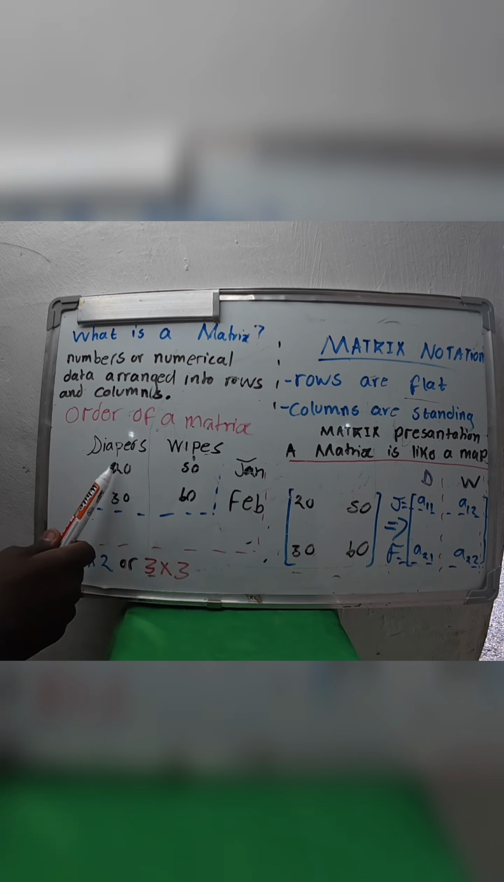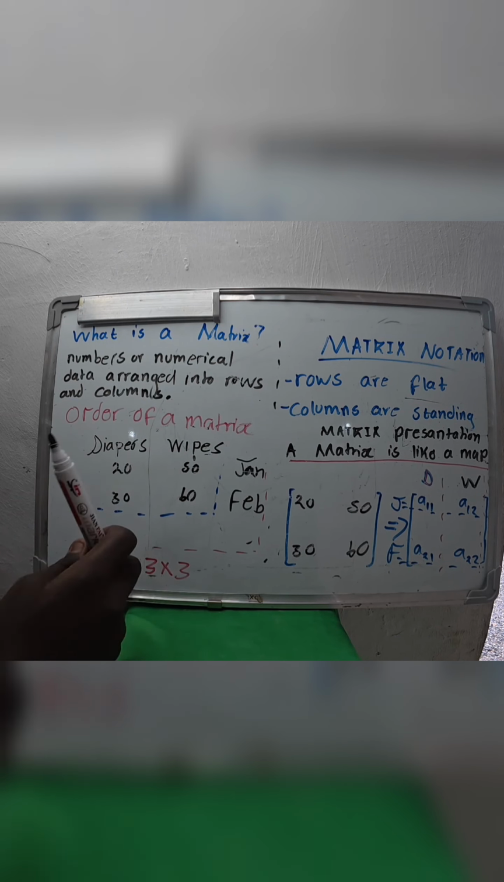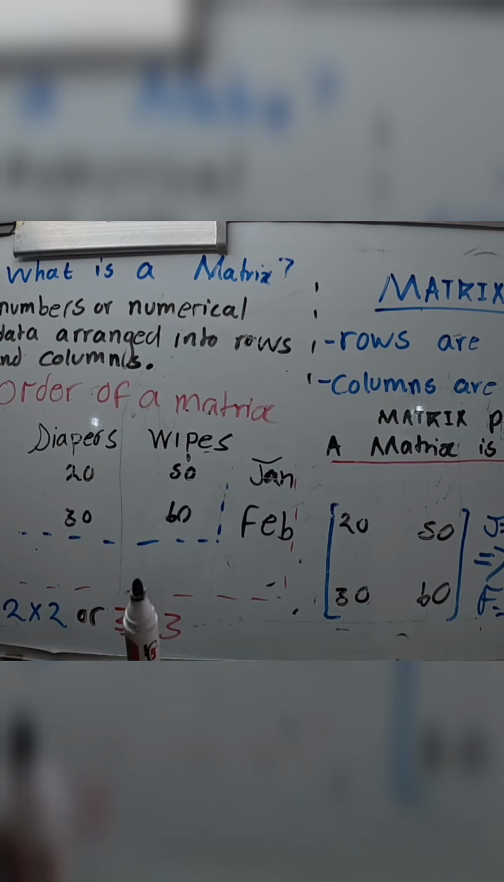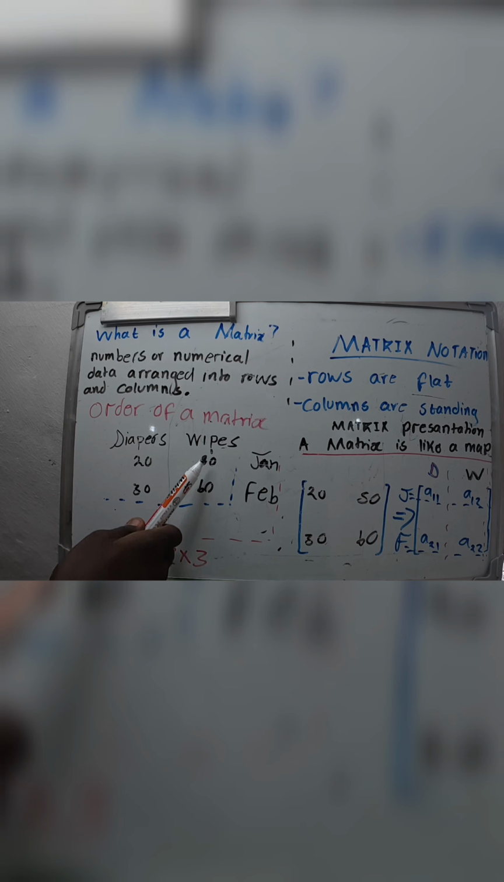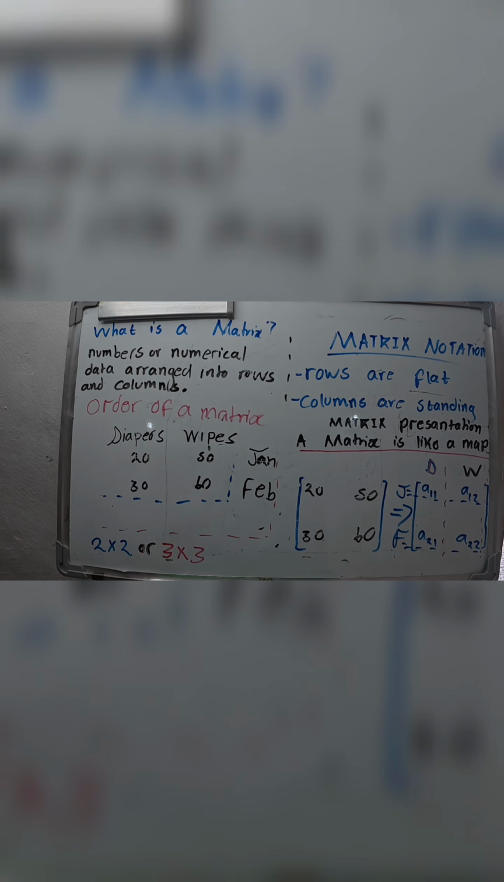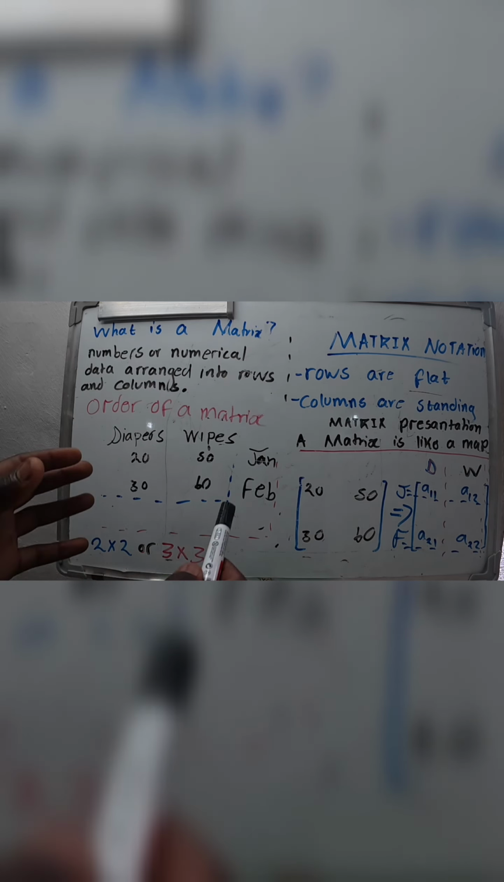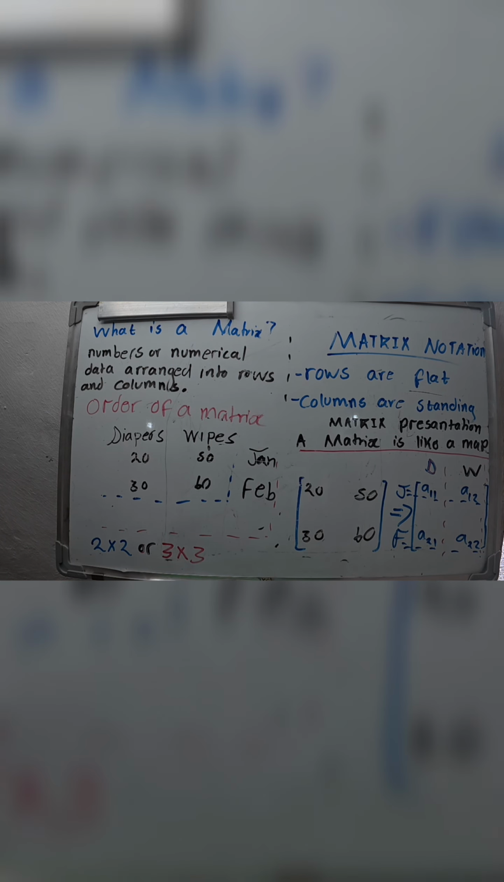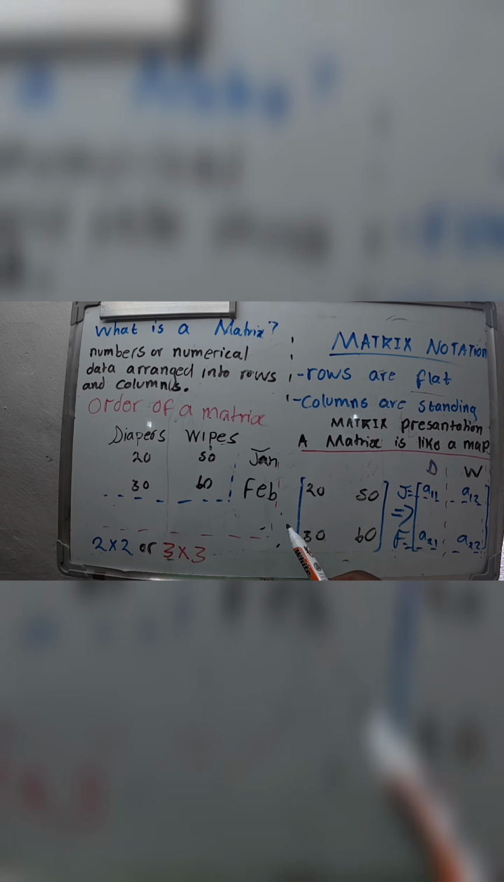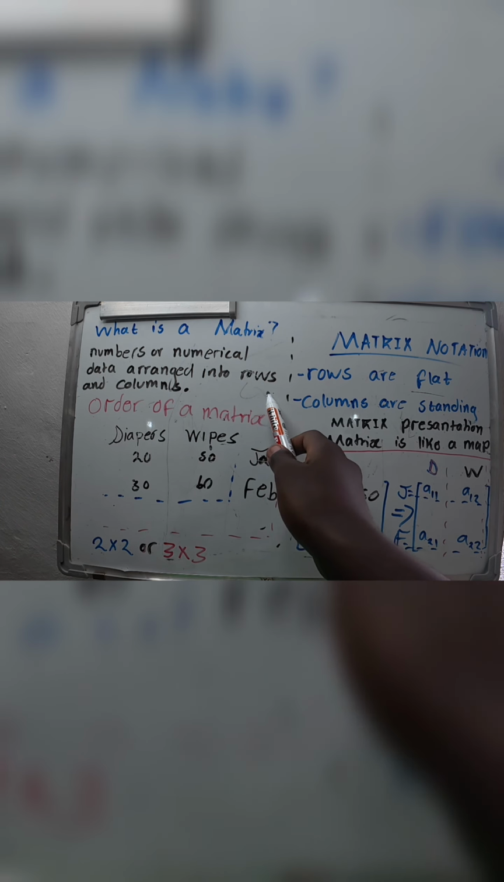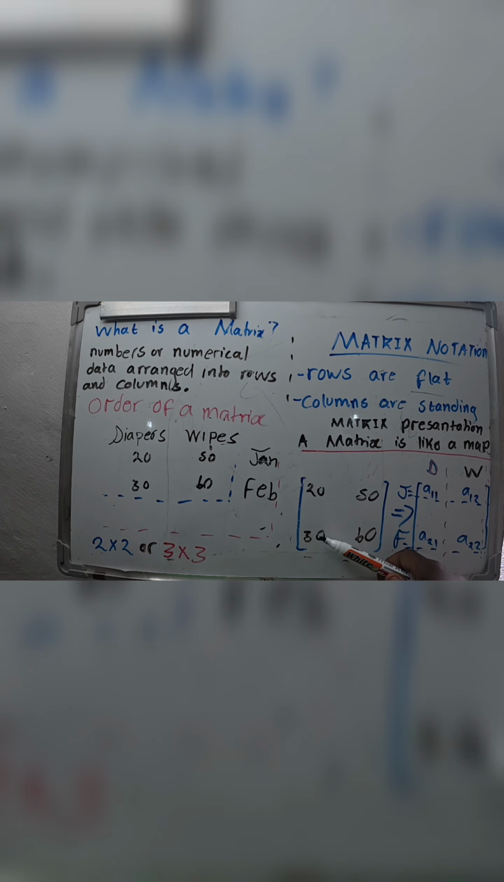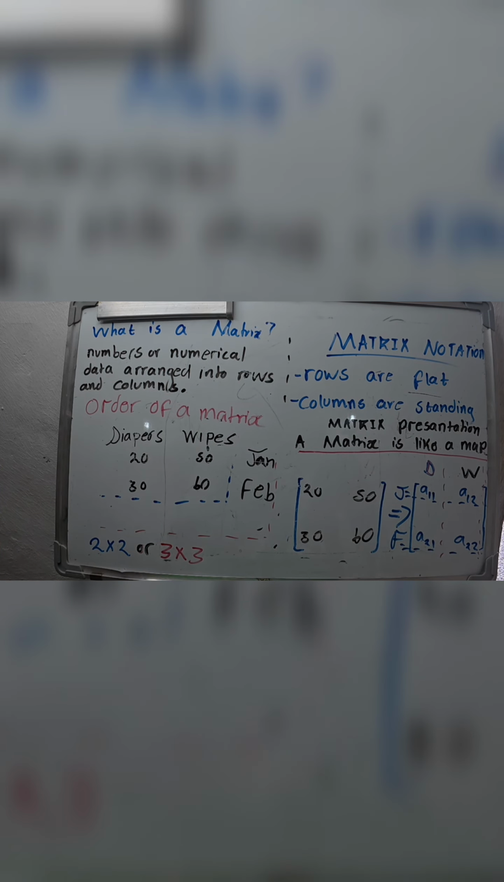In January, which represents the first row, we had 20 diapers and 50 wipes that were produced. In February, we had 30 diapers and 60 wipes that were produced. Now, after defining this setup, we can extrapolate these numbers and write them inside square brackets in this form, and this is the numerical arrangement of data into rows and columns.